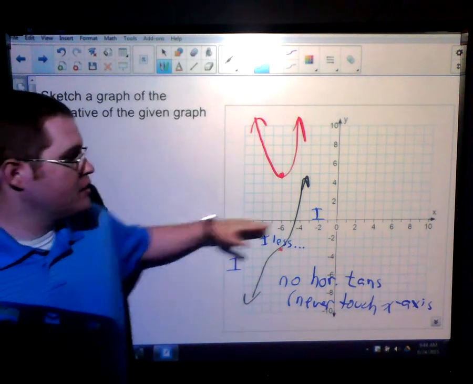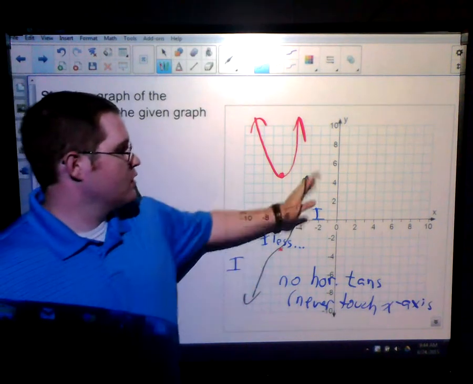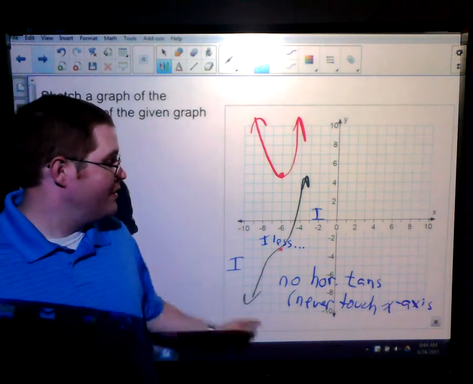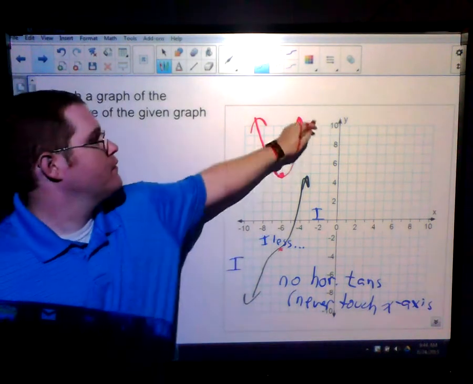Why does it not ever touch the x-axis? Because there's no horizontal tangents. Why does it never go below the x-axis? Because there's no decreasing part in my original graph.